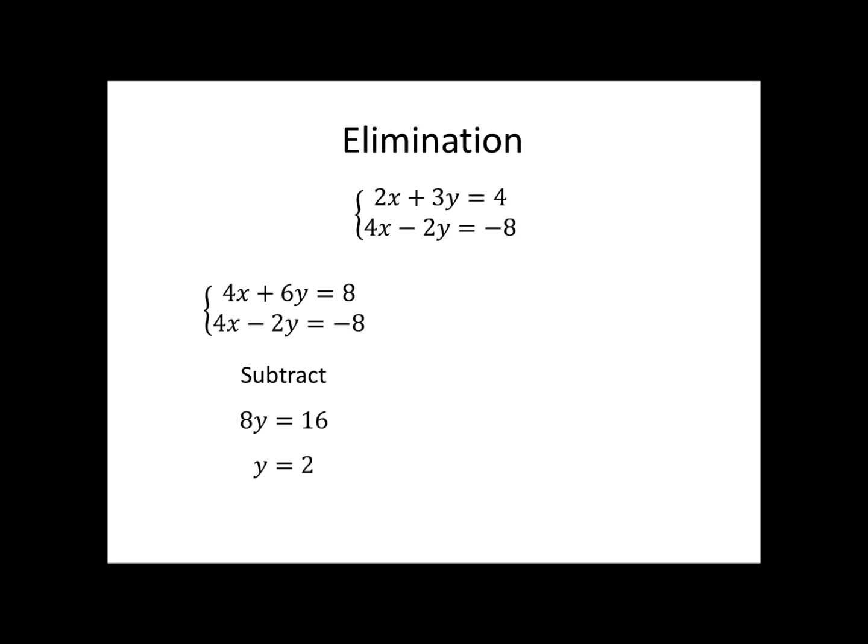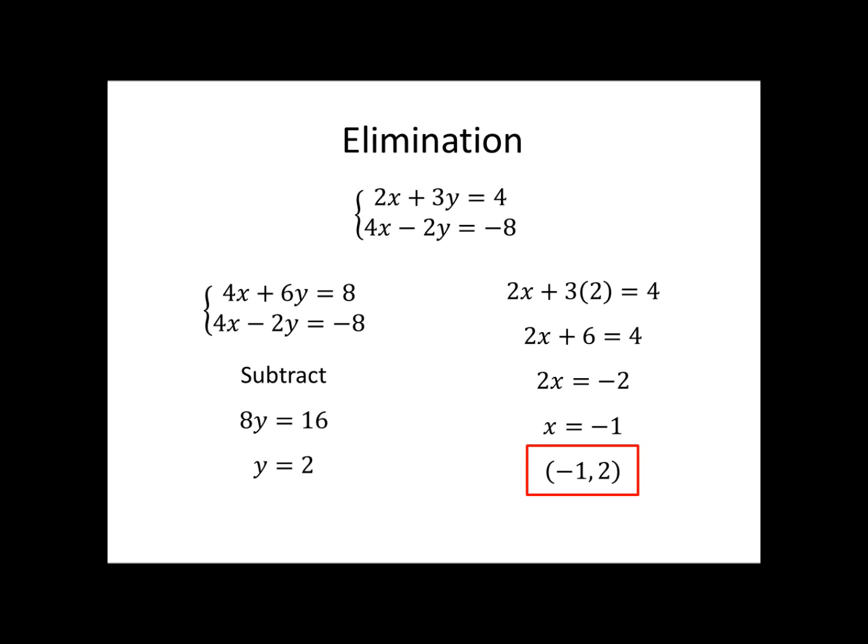Now, again, that's half the story. I need to figure out what my x is. So I'm going to take that 2 and plug it into one of my original equations. I chose the top equation, though it doesn't really matter which equation. I'm just going to replace the y with a 2. And then I go through the process to solve for x. Subtract that 6 over. Divide by the 2, I get x equals negative 1. Again, my answer needs to be in ordered pair form.